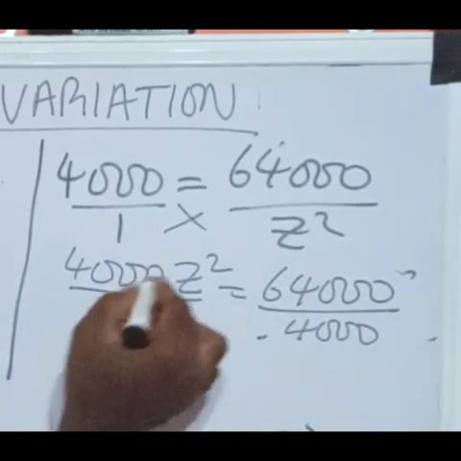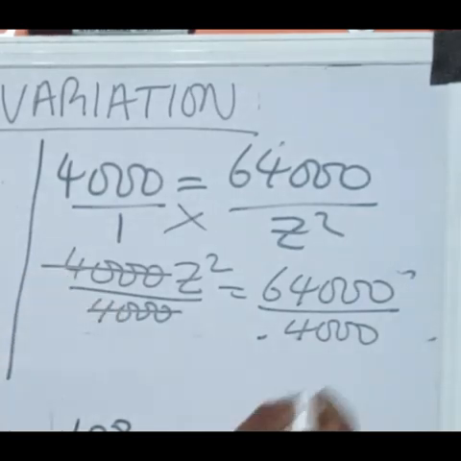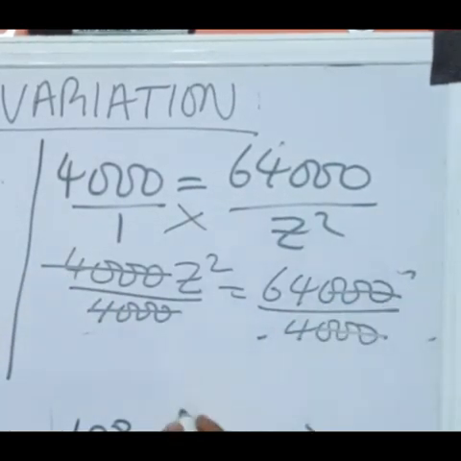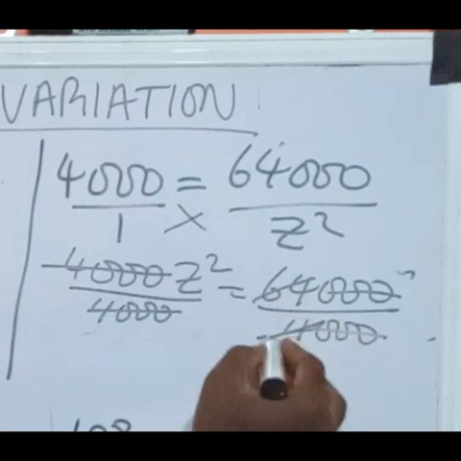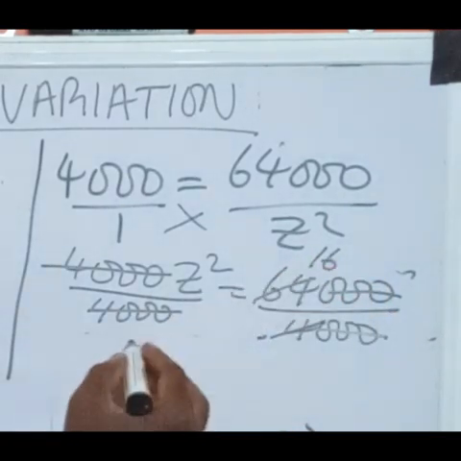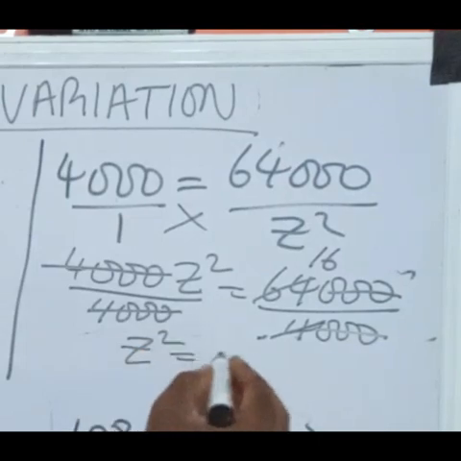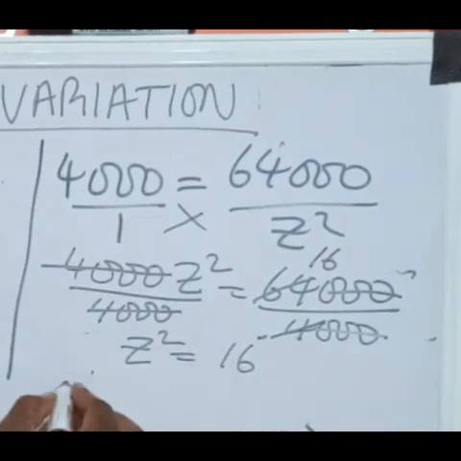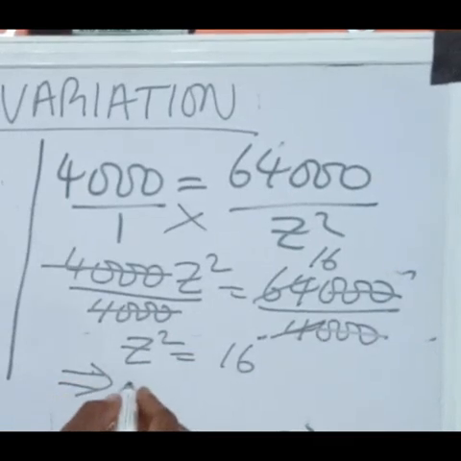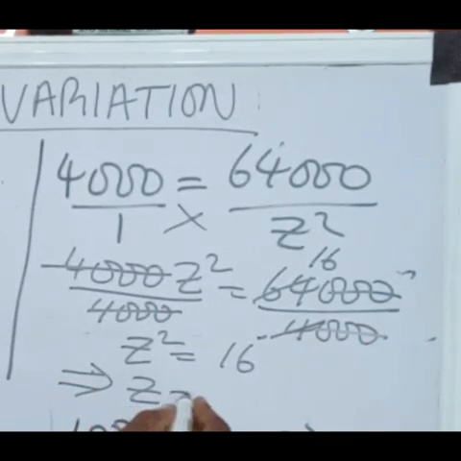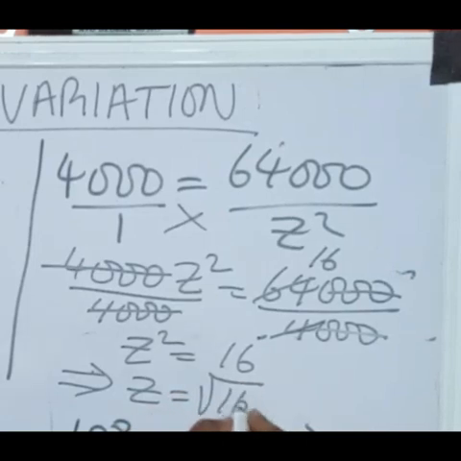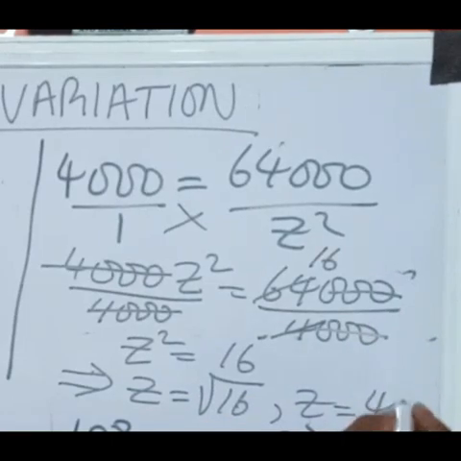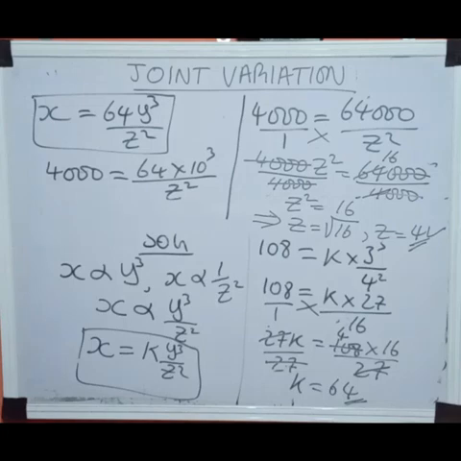So this 4,000 will cancel this 4,000. And then, of course, these 3 zeros will cancel these 3 zeros. 64 divided by 4 will give us 16. So z squared is 16. And that implies that z equals the square root of 16, and z equals 4. As simple as that. So that is how we solve joint variation.